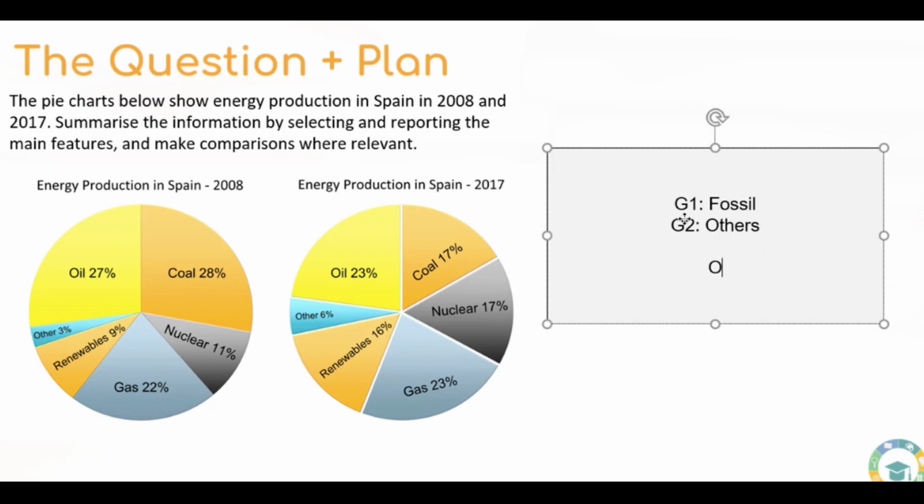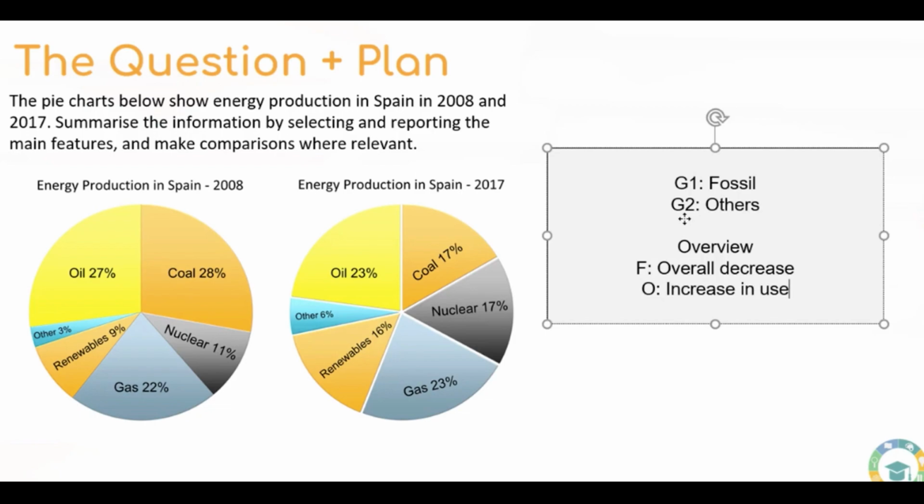The next thing I want to do for my plan is to write a bit of an overview just to give me a general idea. I'm going to want to write something for fossil fuels. So generally, I can see there is an overall decrease in the use of fossil fuels, which is understood. And then we'll go to others, which is other renewables and nuclear. And overall, there is an increase in use of everything else. Okay, so that's my plan finished.